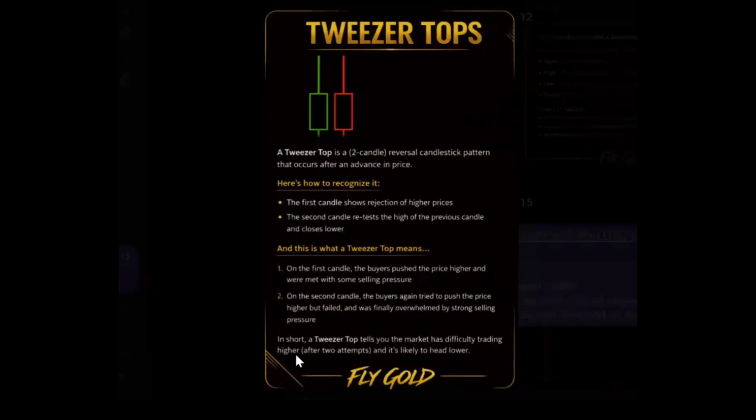Tweezer tops. We went over the tweezer bottoms. These are the tweezer tops. These show sales at the high of the day. So a tweezer top is a 2-candle reversal candlestick pattern that occurs after an advance in price. Here's how to recognize it. The first candle shows rejection of higher prices.